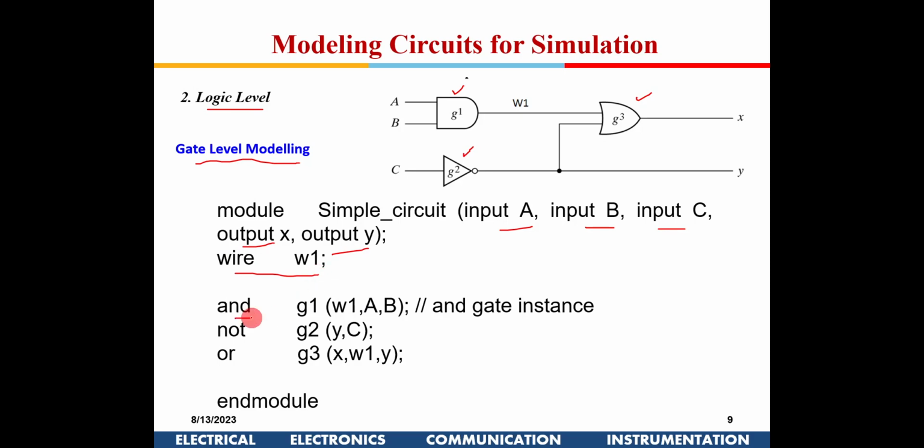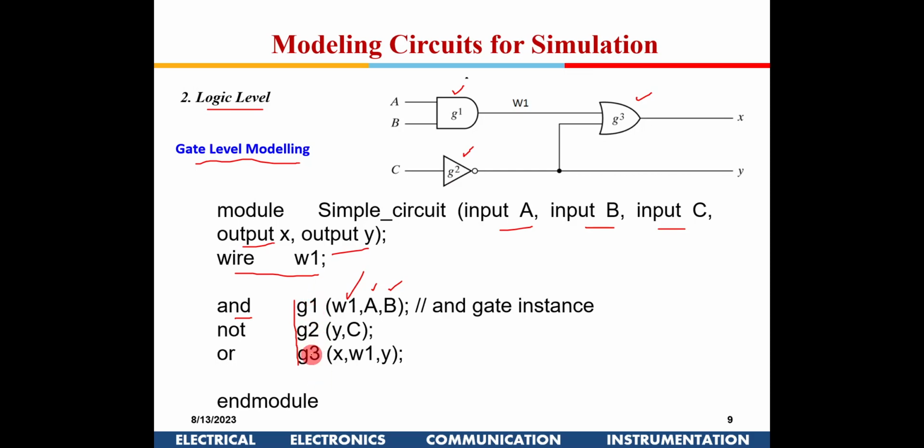Then I write and, which means an AND gate, G1. There will be several gates in the circuit, so each of them needs to be given a unique name. This is the syntax in Verilog. There is one gate whose output is W1, so this is the output and these are the inputs. So wire 1 will have an AND of A and B, and then gate G2. Now for G2 I have to specify these.